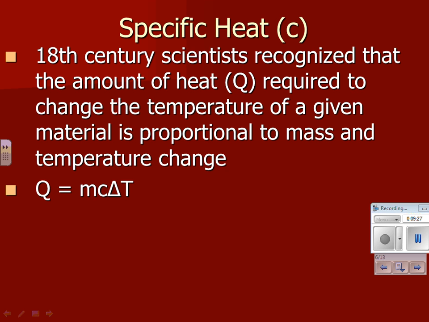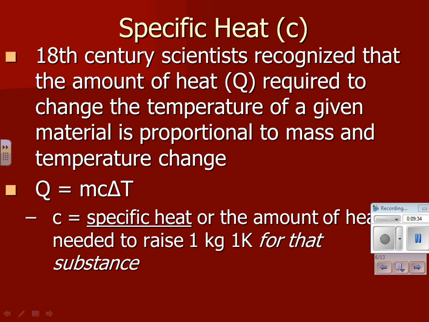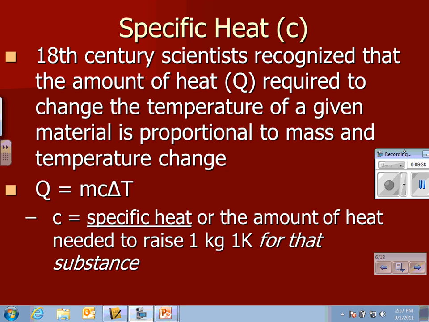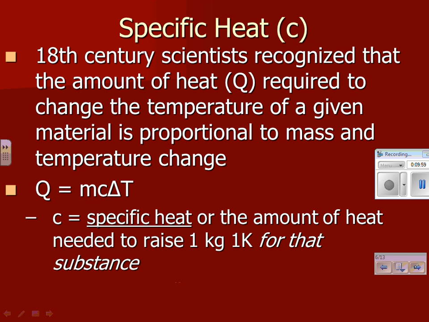M is mass, measured in kilograms. T is temperature, measured in Kelvin. And c is this thing called specific heat. All right? The specific heat of a material is how much heat it takes to raise 1 kilogram of that material 1 Kelvin. The specific heat of a material is how much heat it takes to raise 1 kilogram of that material 1 Kelvin. And specific heat is measured in joules per kilogram Kelvin.